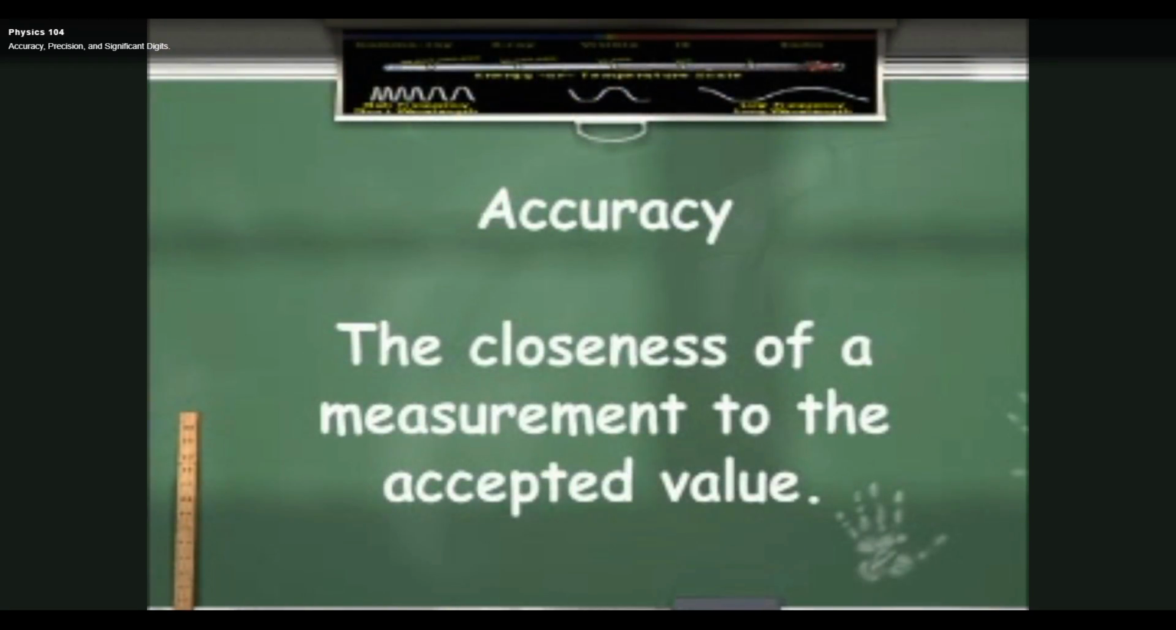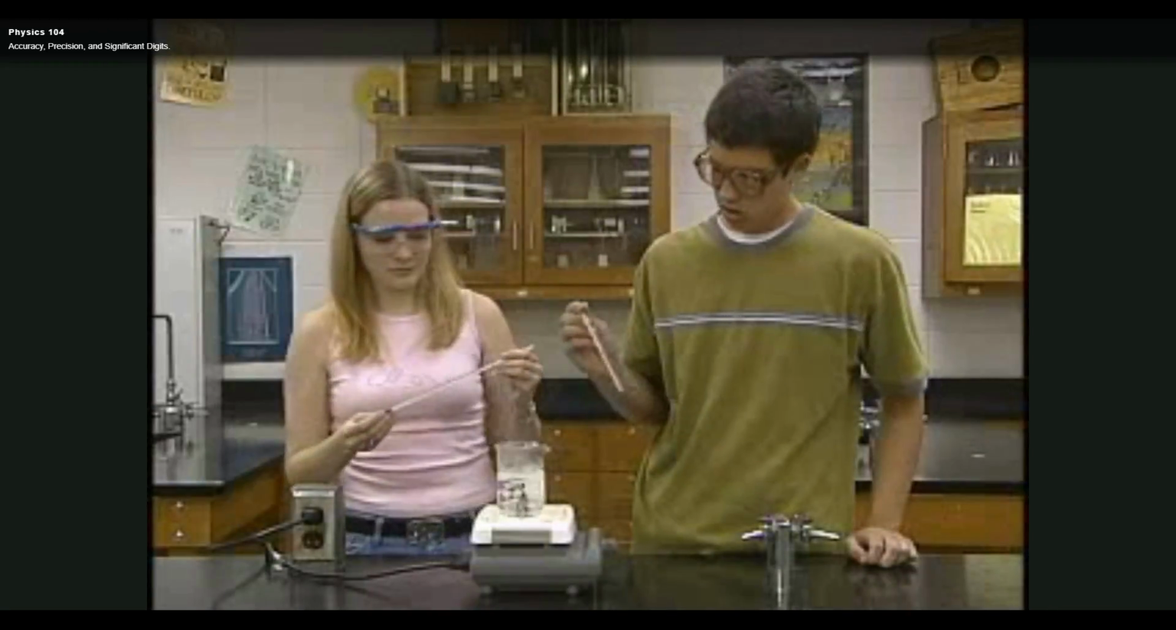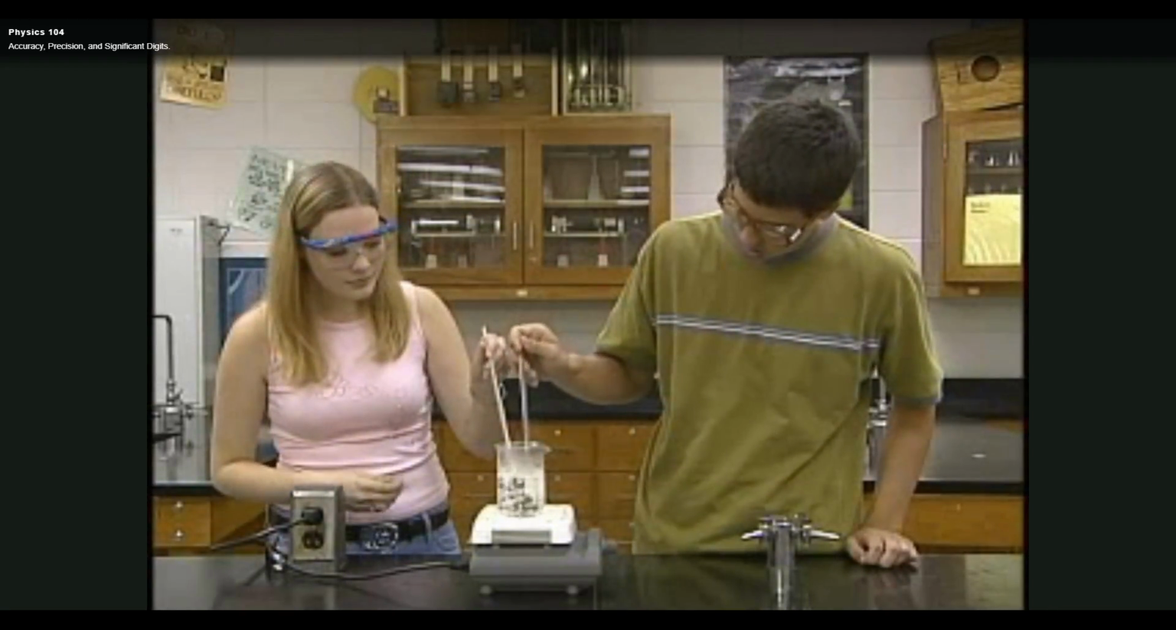The first way of expressing the uncertainty of a measurement is accuracy. Accuracy is the closeness of a measurement to the accepted value. The accepted values of fundamental quantities are called standards. Let's look at an example of accuracy.